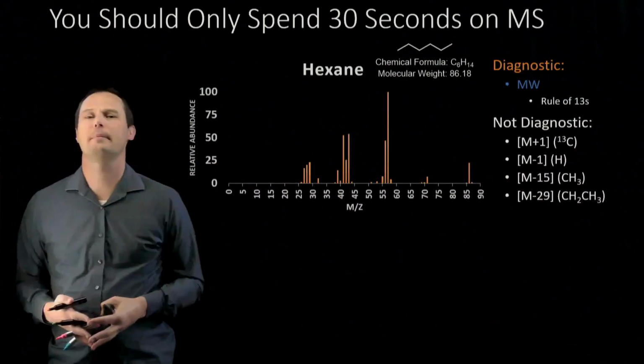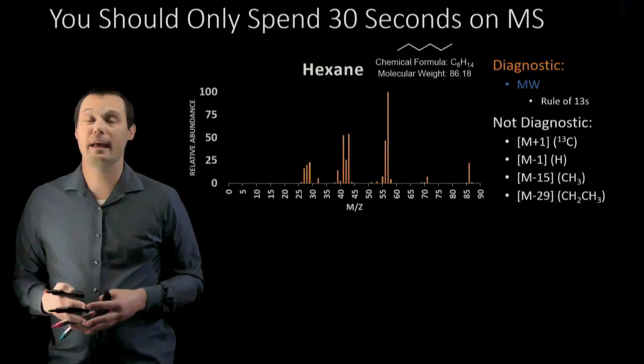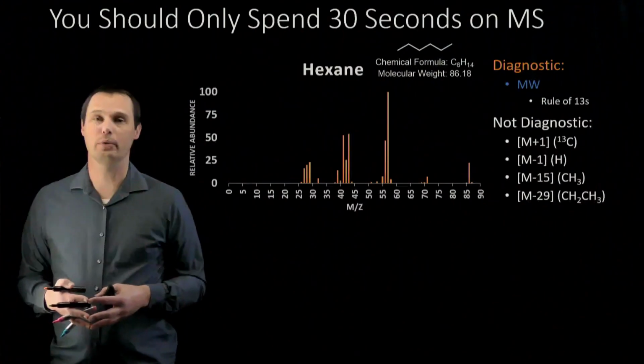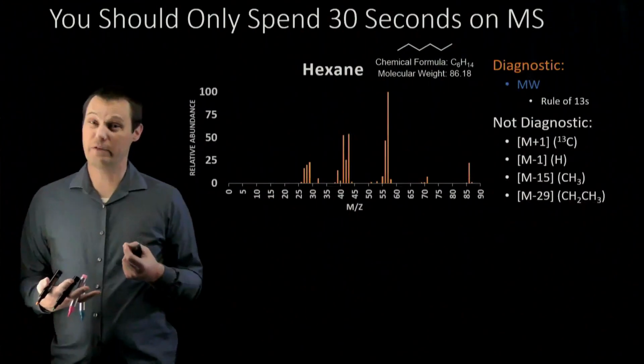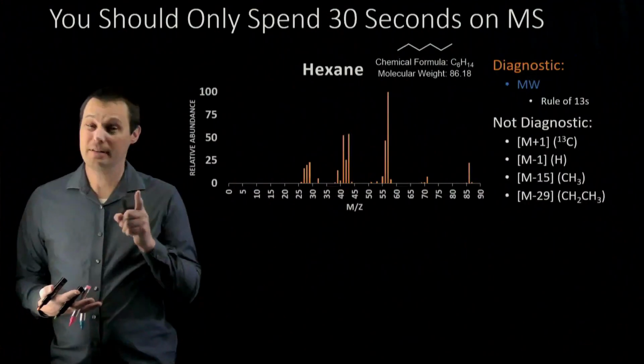Don't waste your time looking for M-1 peaks. After that, you might have learned about the M-15 peak for the loss of a methyl group. Now, I can hear what you're saying. Surely the loss of a methyl group must be diagnostically useful. I'm going to say that it's not.